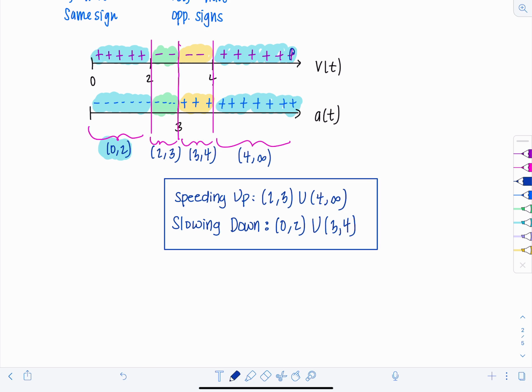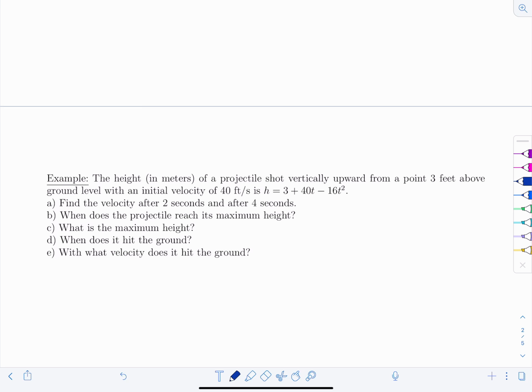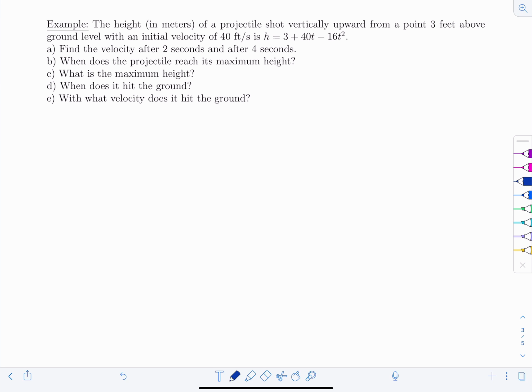Okay. Let's look at some more examples with particle motion. Here we're going to talk about a particle that's moving vertically. So the height in meters of a projectile shot vertically upward from a point 3 feet above ground level with initial velocity of 40 feet per second is given by the following function. H, that's its height, equals 3 plus 40t minus 16t squared. So when you're taking physics, this is going to be one of your kinematic equations that you're going to learn. But right now, we'll just give it to you.